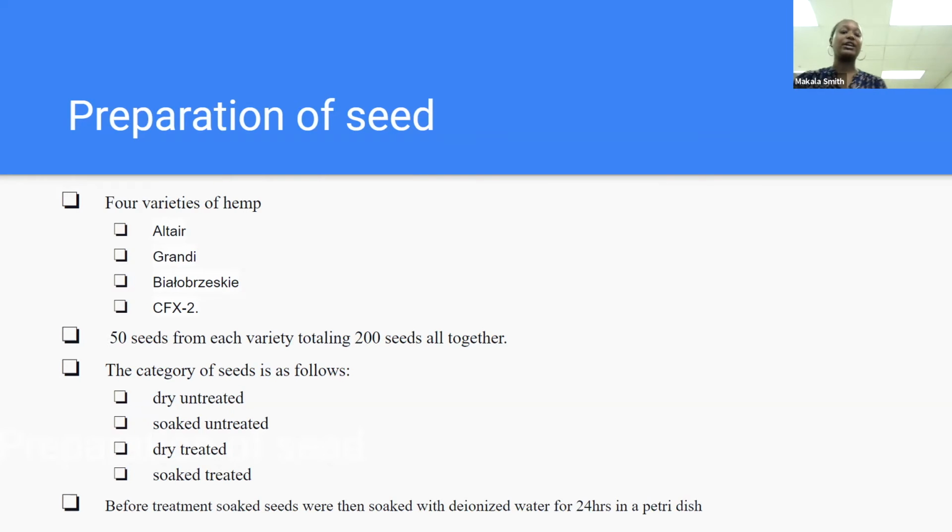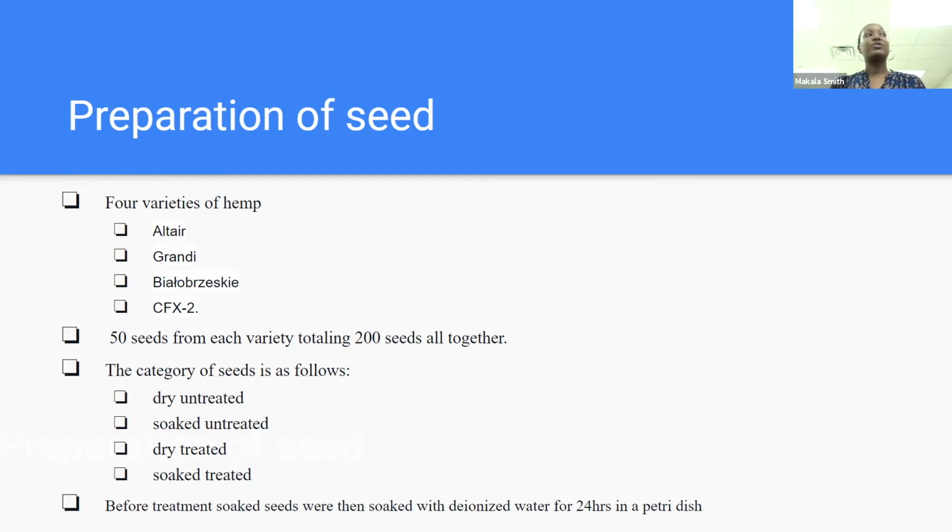mix. We wouldn't really know which is which until pretty much later on in its germination period and as it grows taller. But okay, so 200 seeds altogether from each variety, and the category of seeds that we tested it under was dry untreated, soaked untreated, and dry and soaked treated.